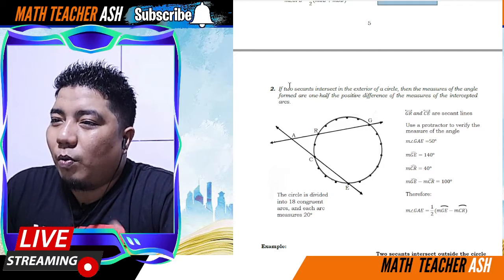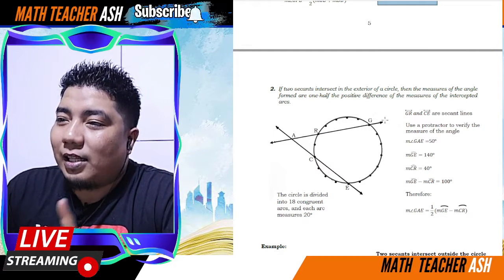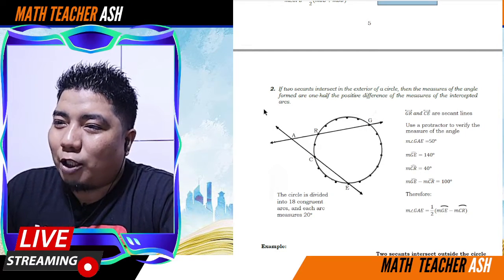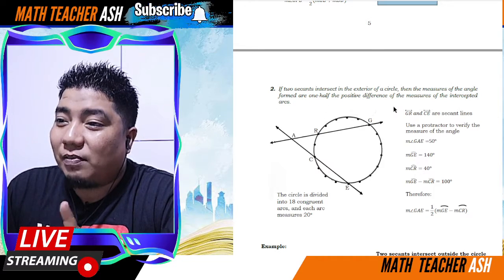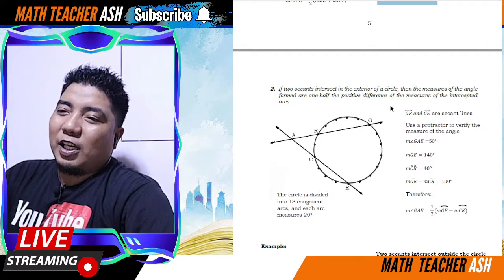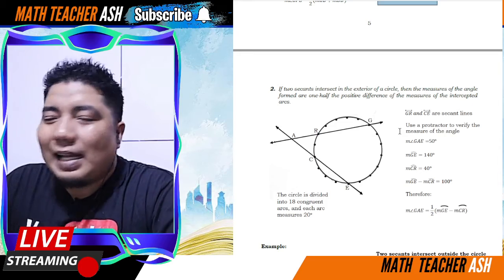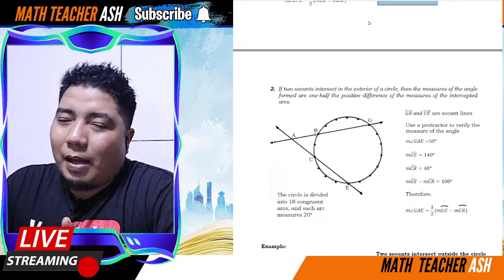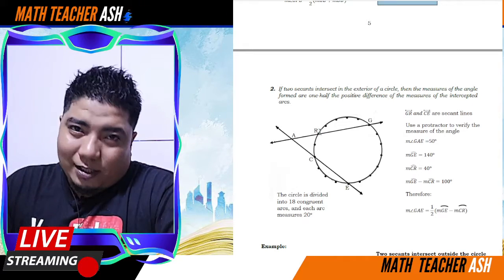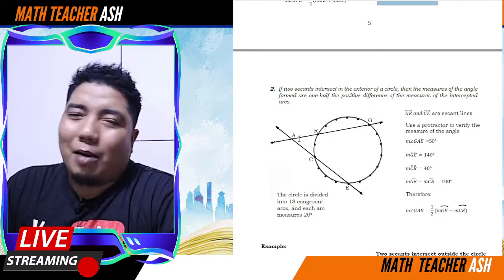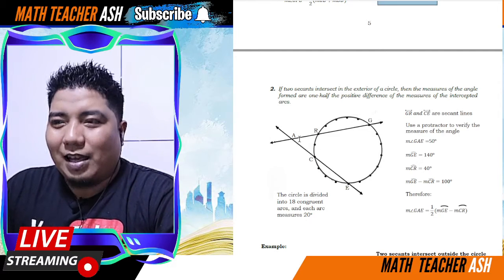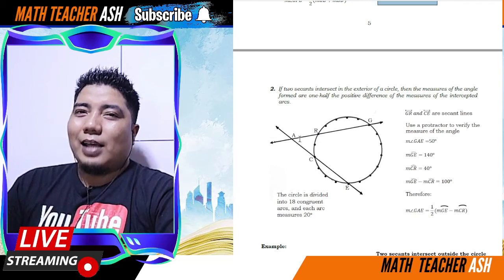Alright. So, we have here, if 2 secants intersect in the exterior of the circle, then the measures of the angles formed are 1/2 the positive difference of the measures of the intercepted arcs. Okay, so madaling salita, ang malaking arc, i-minus sa maliit na arc, ang sagot, i-divide mo by 2, at yun ang magiging measurement ng angle mo na makikita sa labas ng circle.